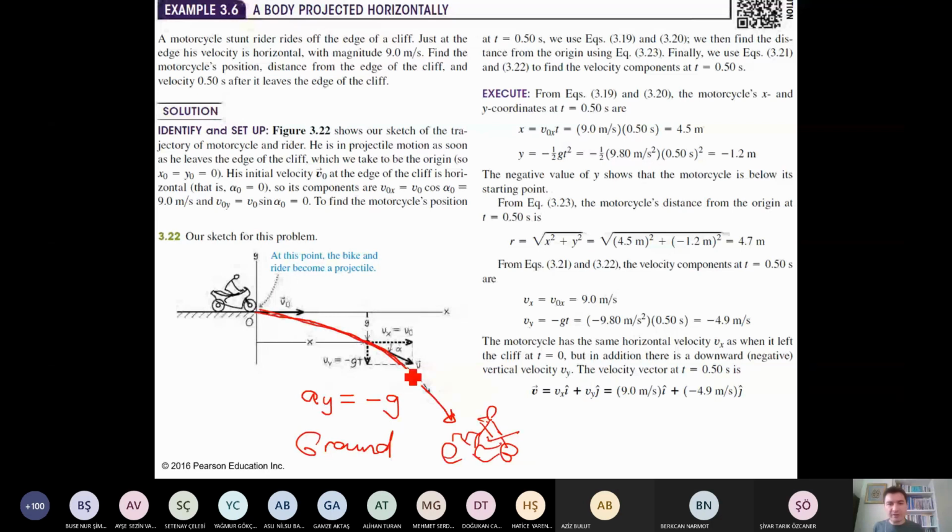So the motion along the y-axis is a free fall with negative g, and the motion along the x-axis is a motion with constant velocity v0. So by using the equations which you have learned in the previous transparencies, you can calculate the position x here, which is given by v0x times t. Time is 0.5 seconds, and then you can calculate the position. It is 4.5 meters from the cliff, this distance.